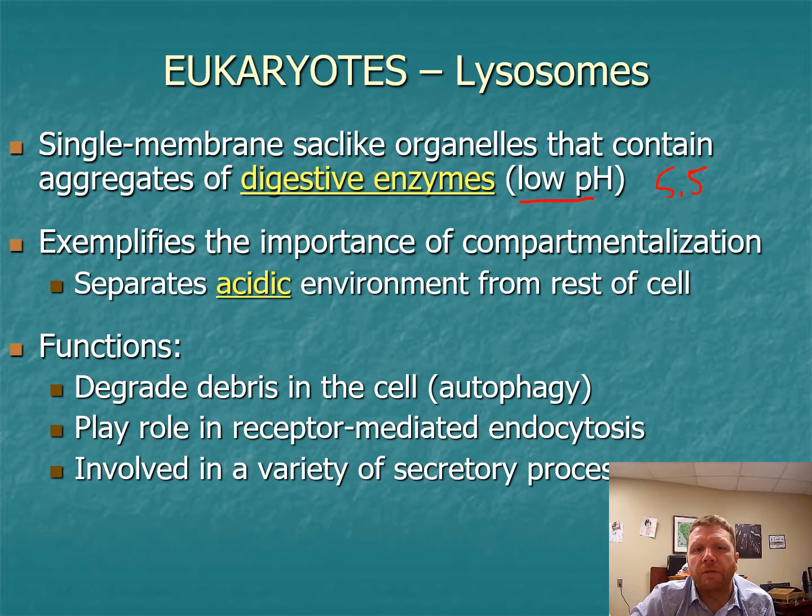Now, this exemplifies the importance of compartmentalization because we can have this entity within a cell with a really low pH by contrast to the environment around it. The lysosome degrades debris within the cell through a process known as autophagy. It's going to play a role in receptor-mediated endocytosis, so bringing something from outside of the cell in, and it's involved in a number of different secretory processes. So these digestive enzymes in the lysosome, they're only going to be functional at a pH of 5.5. Because if you move them out of there, their activity is going to just plummet, because that's a really distinctly different environment. From that pH of 5.5, it's a pH of 7.4.